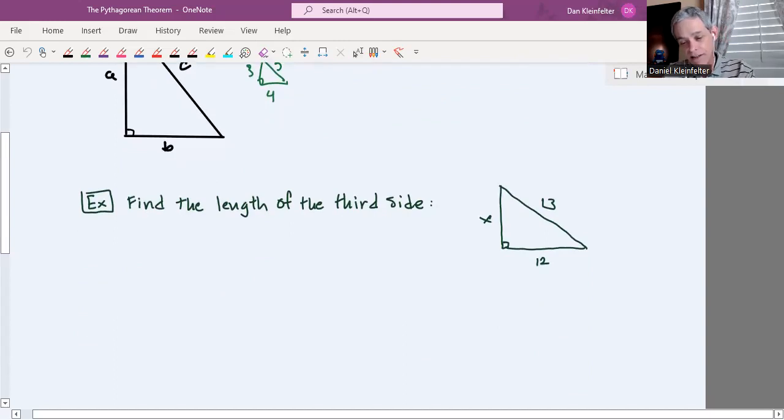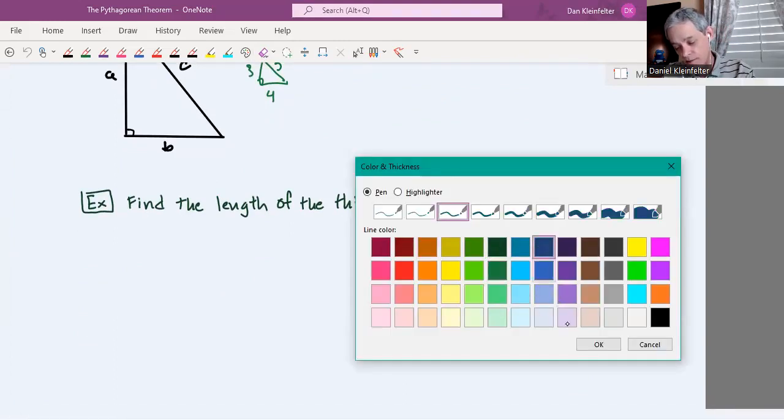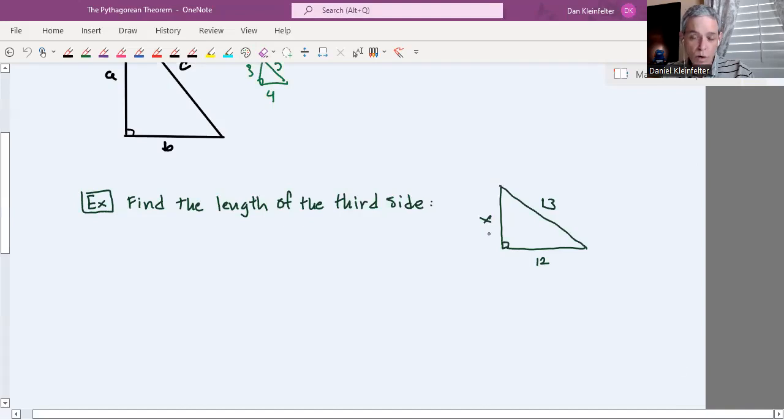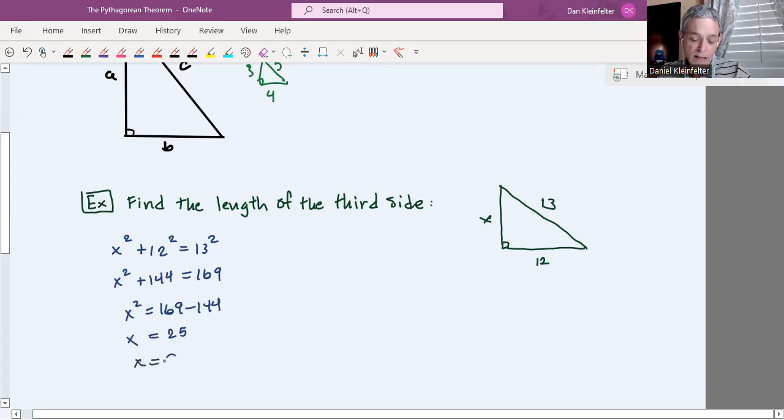Next, we want to find the length of the third side for this triangle. So one leg is length x, one is 12, one is 13. So we'll have x squared plus 12 squared is equal to 13 squared. So we have to solve for x. X squared plus 144 equals 169. X squared equals 169 minus 144, and that is 25. Okay, so x is 5.